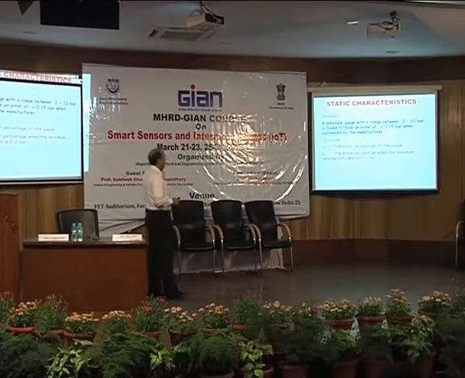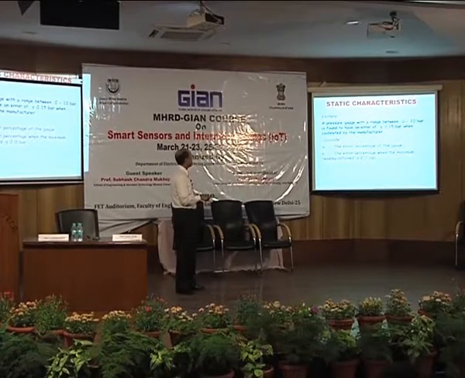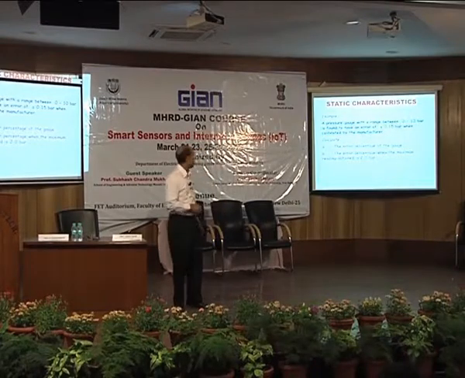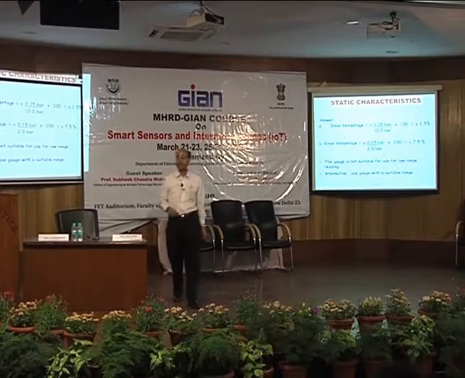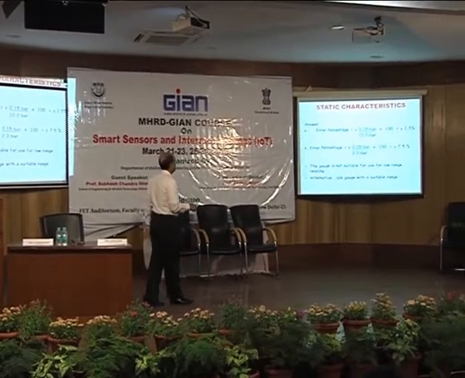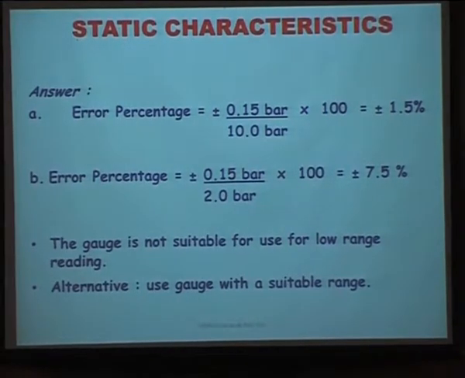So another thing is the static characteristic. Let's run an example. We take the range 10 bar and we get the error 0.15 bar. So how do we calculate the accuracy? And if the maximum reading changes to 2 bar, what will change? So the error is 0.15 and the range is 10 in the first case. So your accuracy becomes 1.5%, the error divided by the maximum. If you make the range 2 bar, same error 0.15, your accuracy becomes 7.5%.